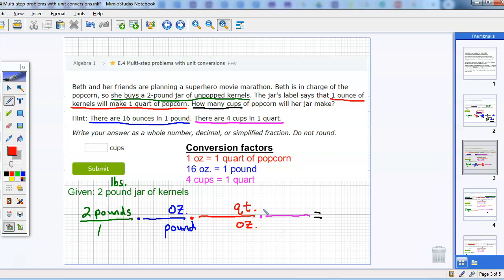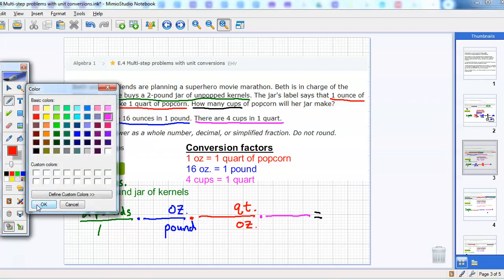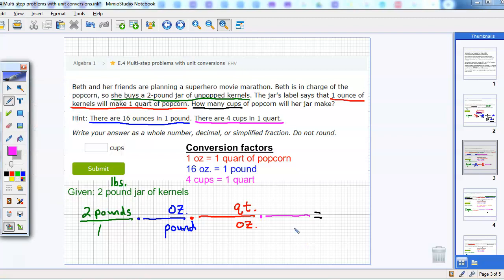And now I want to convert quarts to cups. So quarts to cups, I want to cancel the quarts. So that's what I want to put diagonal. I want to cancel the quart. So quart. And I want to convert that to cups. Now I'm going to go back here and I'm going to write the numbers. I know that 1 quart is 4 cups.